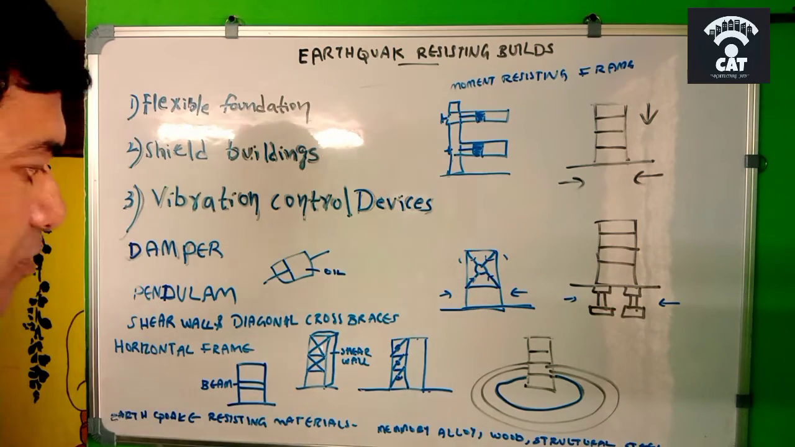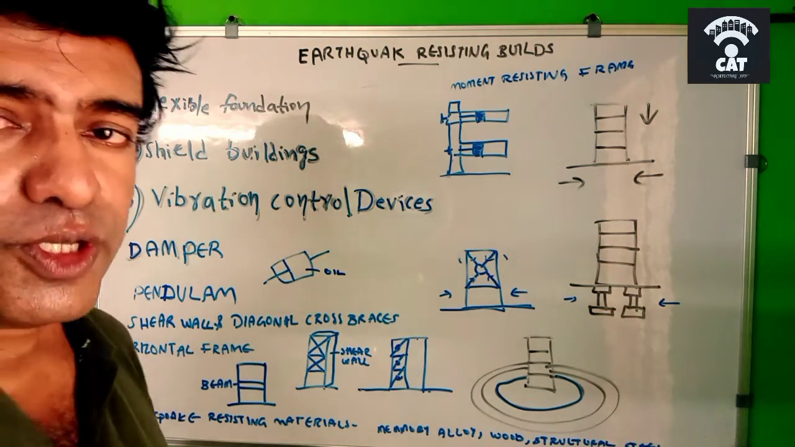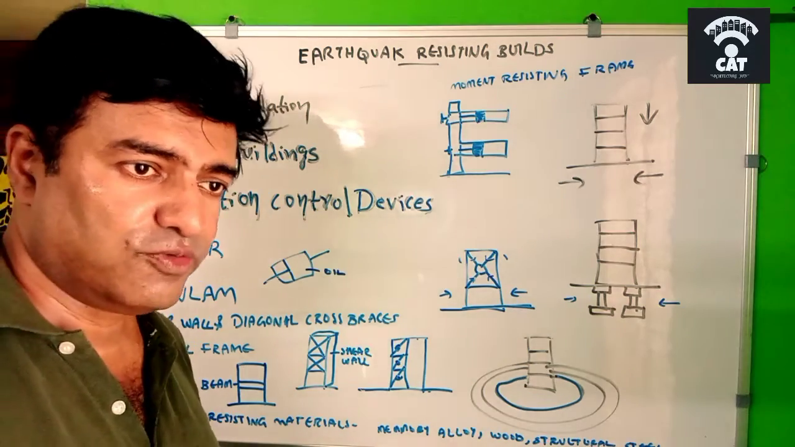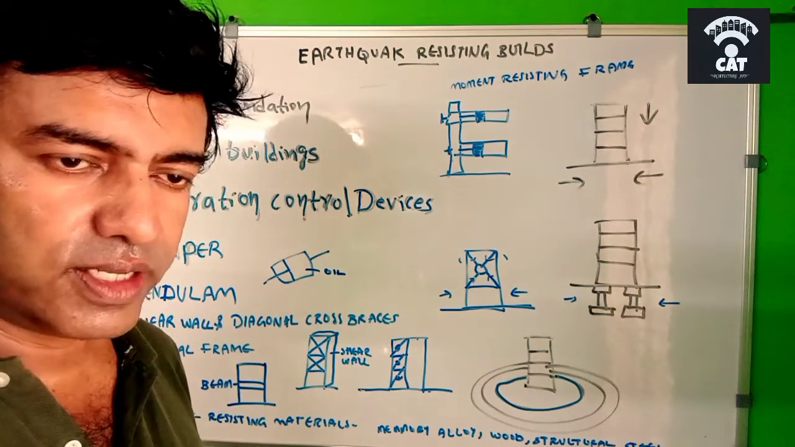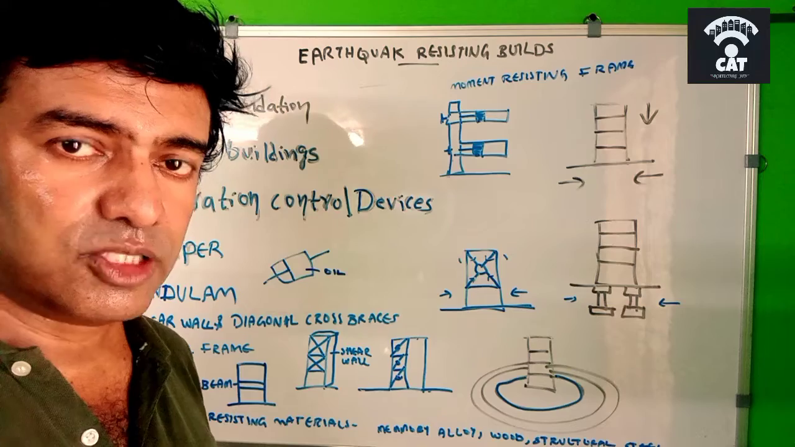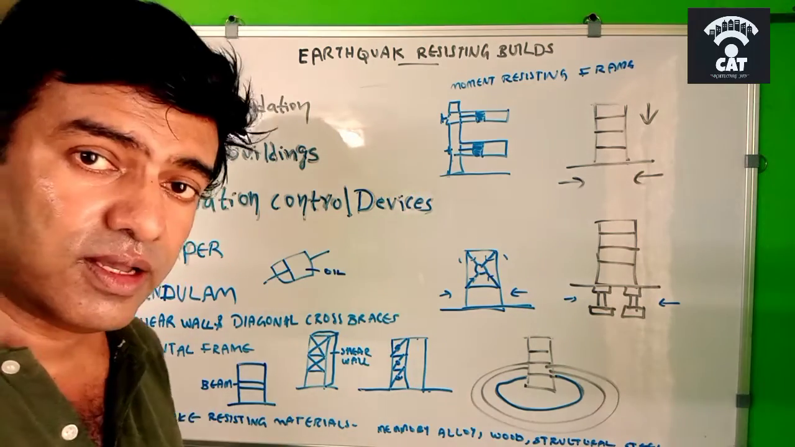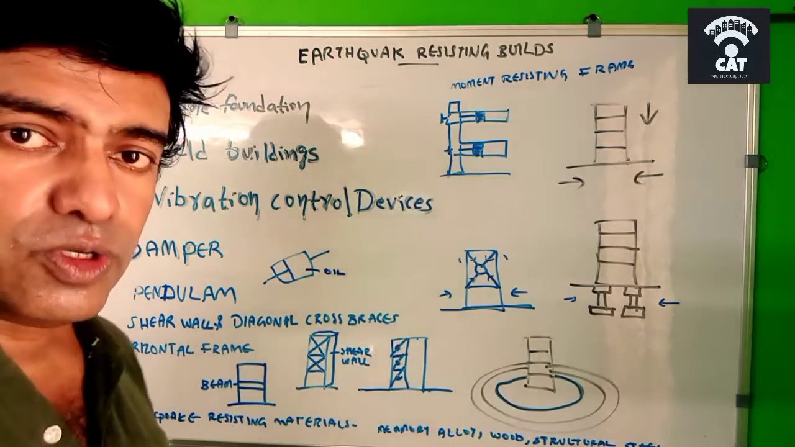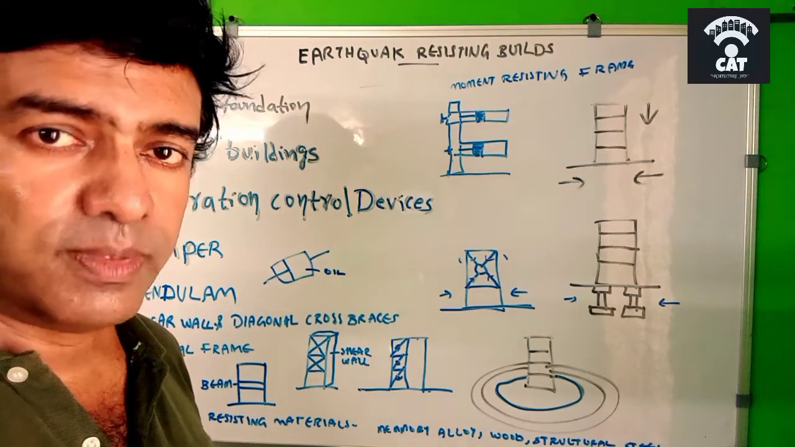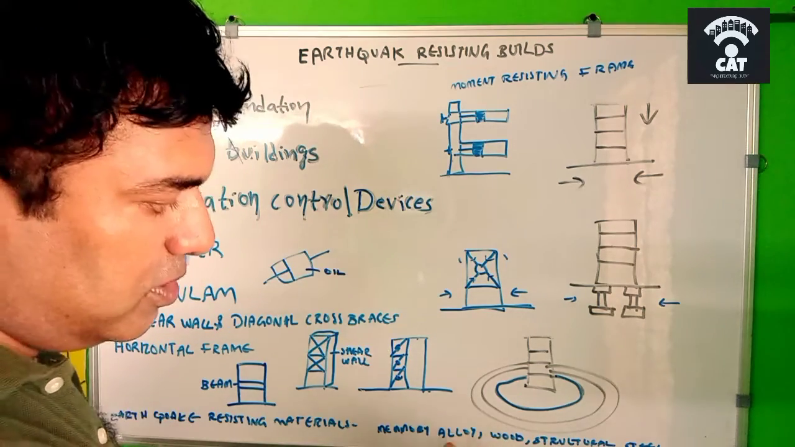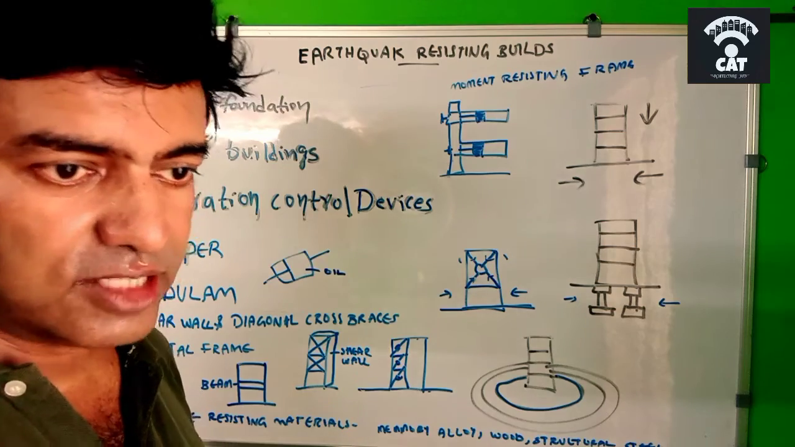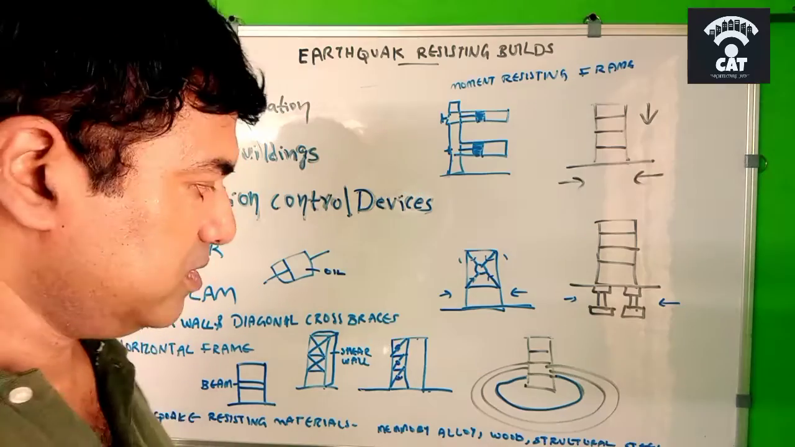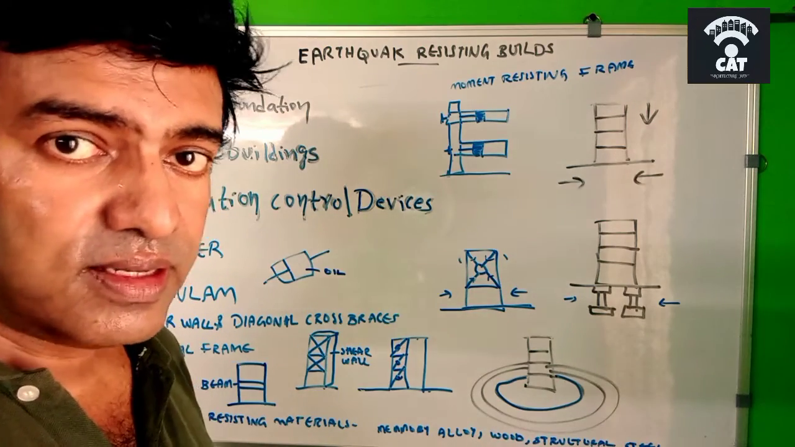And apart from this, we can use many earthquake resisting materials. If you use them, they will also help the building to resist earthquakes to a certain extent. Some of the earthquake resisting materials are structural steel. Like I said before, structural steel takes some tension and some compression to some extent when the earthquake happens. Another is wood. If your building is made of wood, then there is less chance of that building collapsing in an earthquake compared to a concrete structure. So wood as a material will take the horizontal forces.